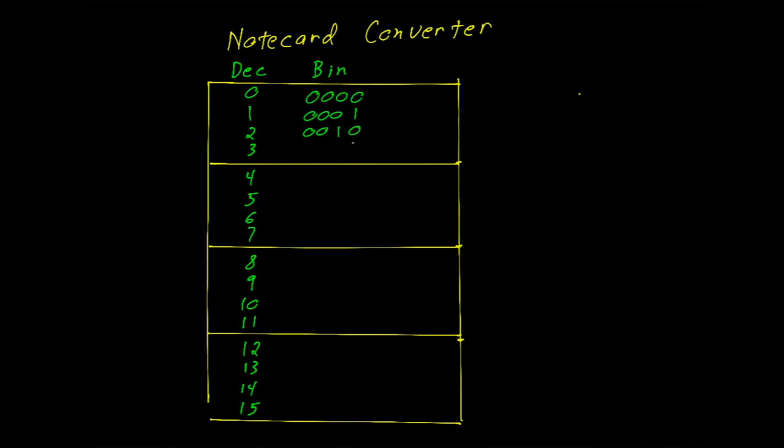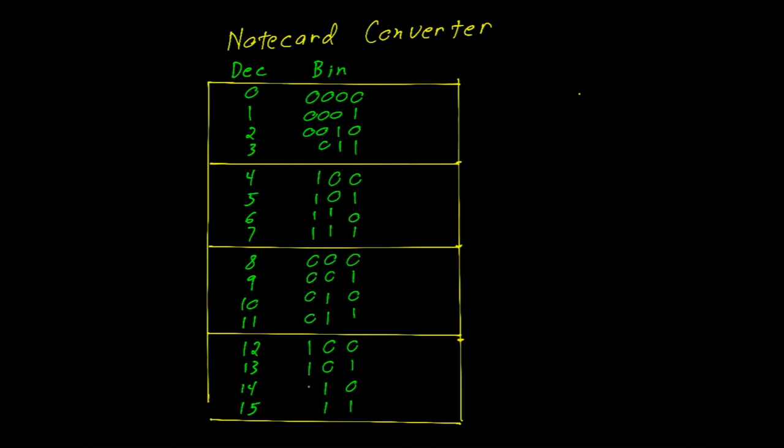So 0101, 0101. The twos column goes 0011, 0011. The fours column is 4 zeros, then 4 ones, 4 zeros, and 4 ones. The eights column is 8 zeros, then 8 ones.